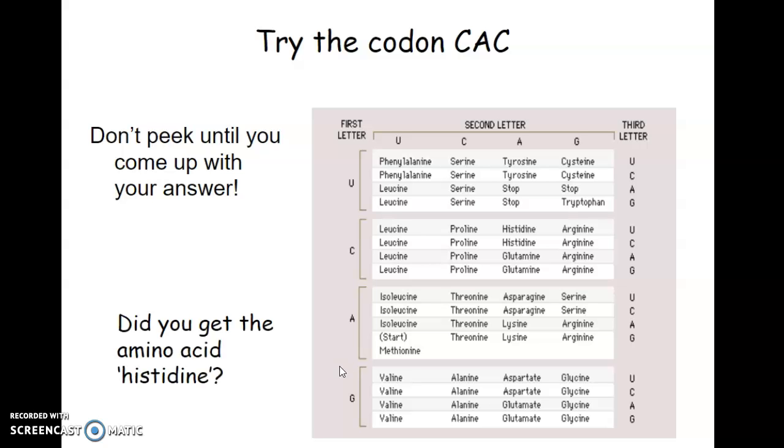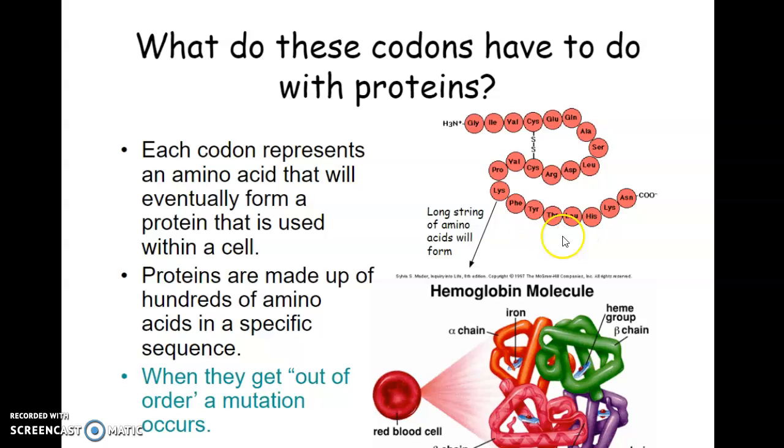Oops, and that didn't show up there. But histidine, so let's find histidine. And we can see if we can go backwards. And here's histidine. Maybe it was this histidine. If it's this histidine, then our first letter would have been a C. Our second letter would have been an A. And our third letter would have been a U.